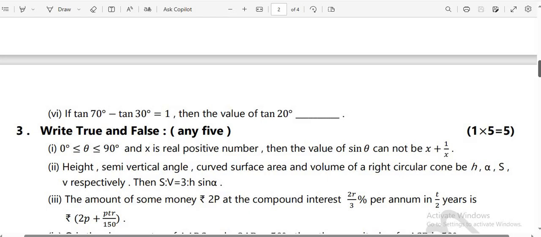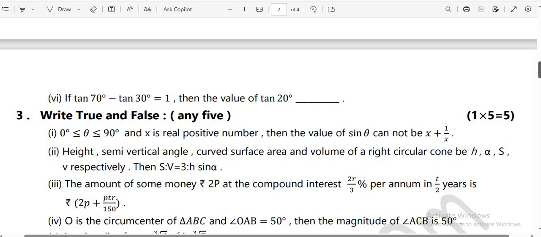Question number 2. Height, semi-vertical angle, curved surface area and volume of a right circular cone are h, alpha, S, V respectively, then S is to V is equal to 3 is to h sin alpha.